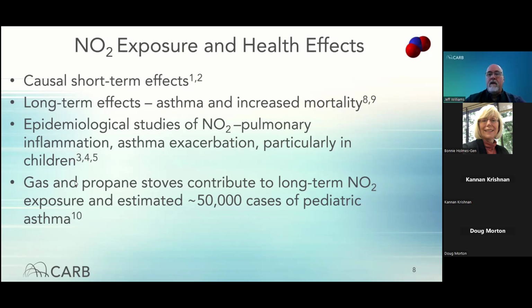Epidemiological studies that have followed long-term exposures to elevated concentrations of NO2 have found that it is associated with the development of asthma and may increase susceptibility to respiratory infections and increase mortality, particularly in children and the elderly. A recent study by Cashton estimated that gas and propane stoves increase long-term NO2 exposure, and that the increased exposure likely causes approximately 50,000 cases of current pediatric asthma in the US from long-term NO2 exposure alone.